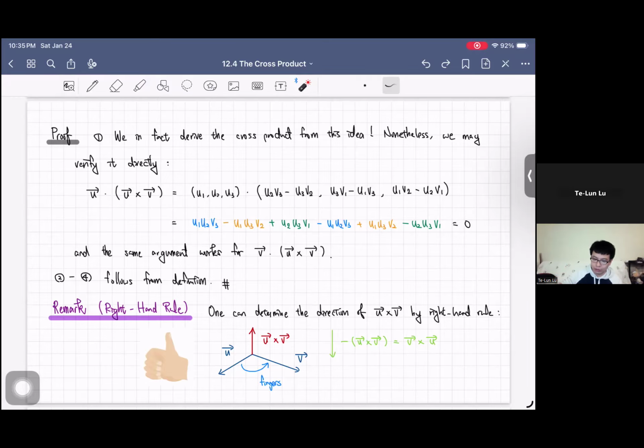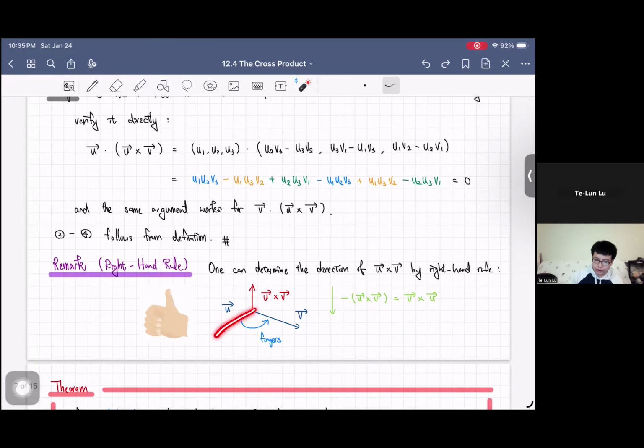So this is how the right-hand rule works. First, you place u here. u is the first vector. You place u here, and you place v here. So u is placed along your four fingers, and you curl your fingers towards v. So you see, these are my fingers, I curl them towards v. Then your thumb will be the direction of u cross v. So, for example, if I want to find v cross u, then it looks like this. This is v cross u. So the vector v cross u goes downwards.